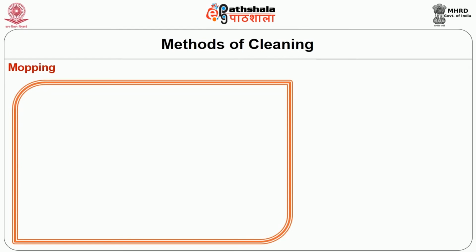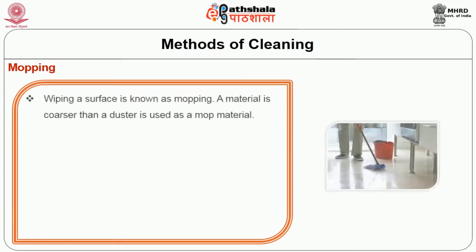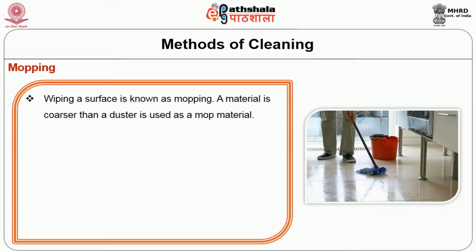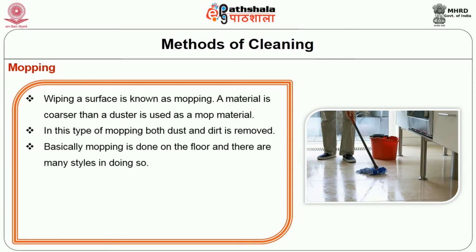In cleaning equipment, you may have learnt about different types of mopping and how mopping has to be done. Wiping a surface is also known as mopping. The material is coarser than the duster and is used as the mop material. In this type of mopping, both the dust and the dirt are removed. Basically, mopping is done on the floor, and there are many styles of doing it.